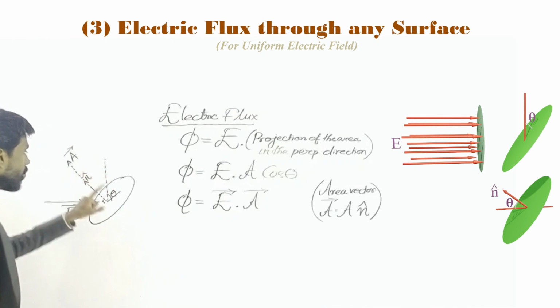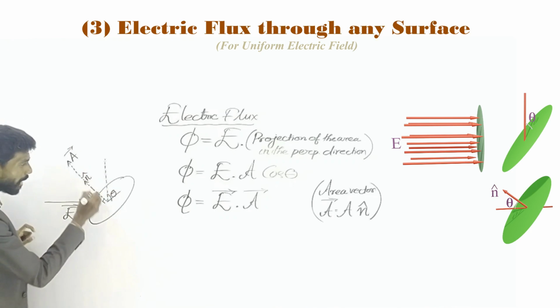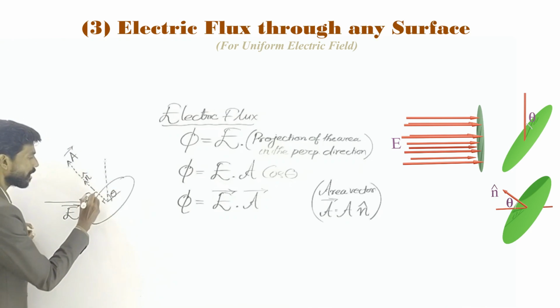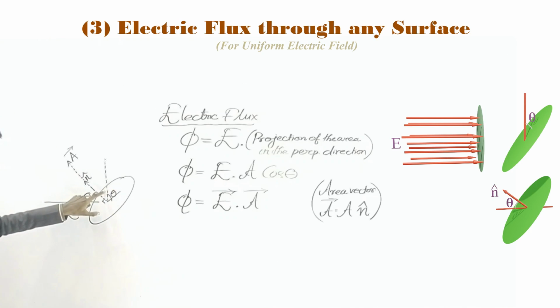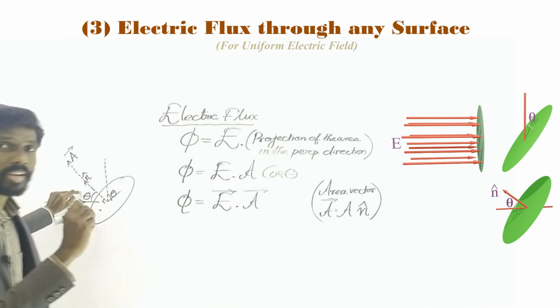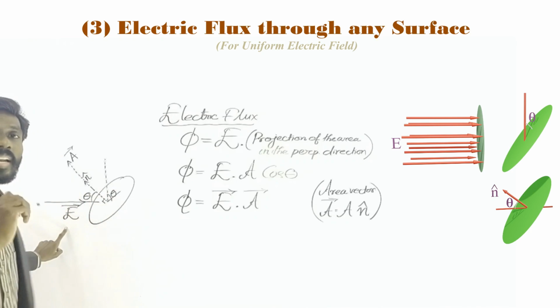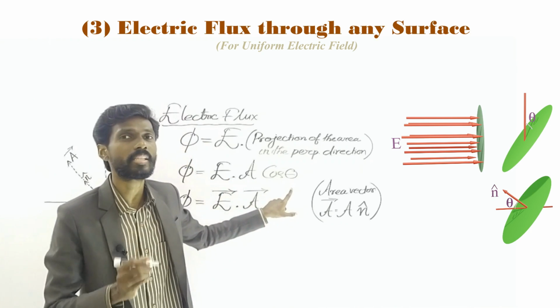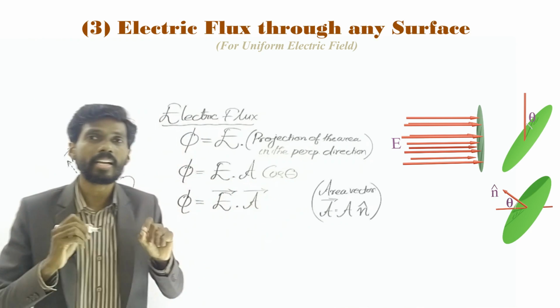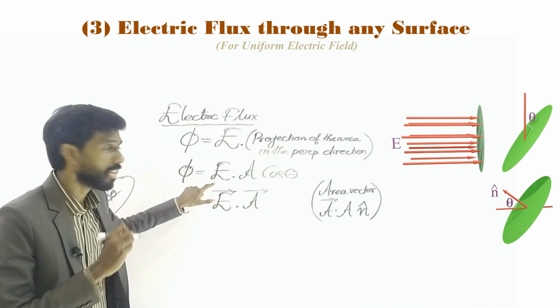Now this theta is also the angle made by the normal vector with the electric field line. Do you understand? Because this angle is theta, this is 90 minus theta, so this is again theta. So theta is the angle between the area vector and the electric field. Do you understand? So EA cos theta. But what is this theta? So theta is the angle between this electric field and the area vector.